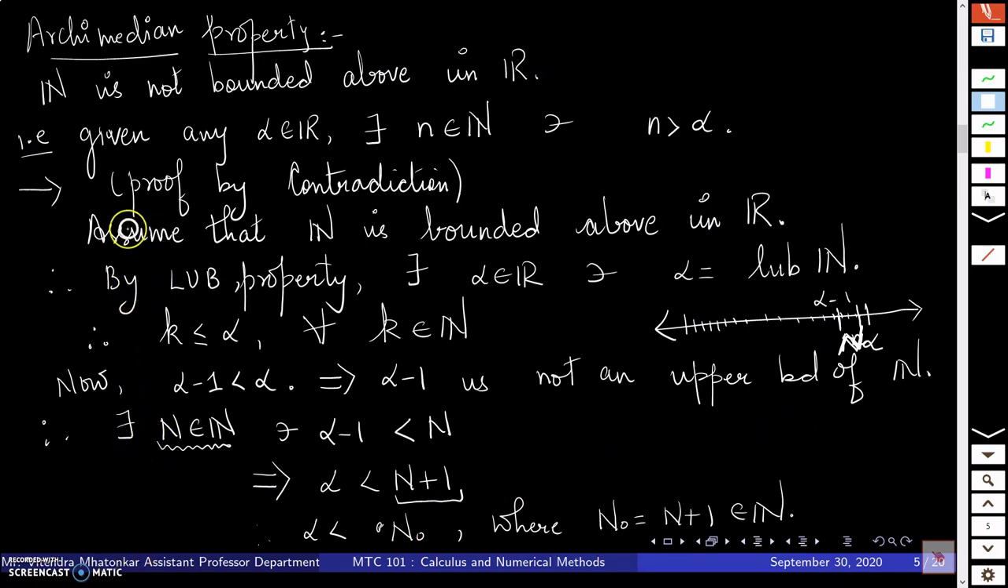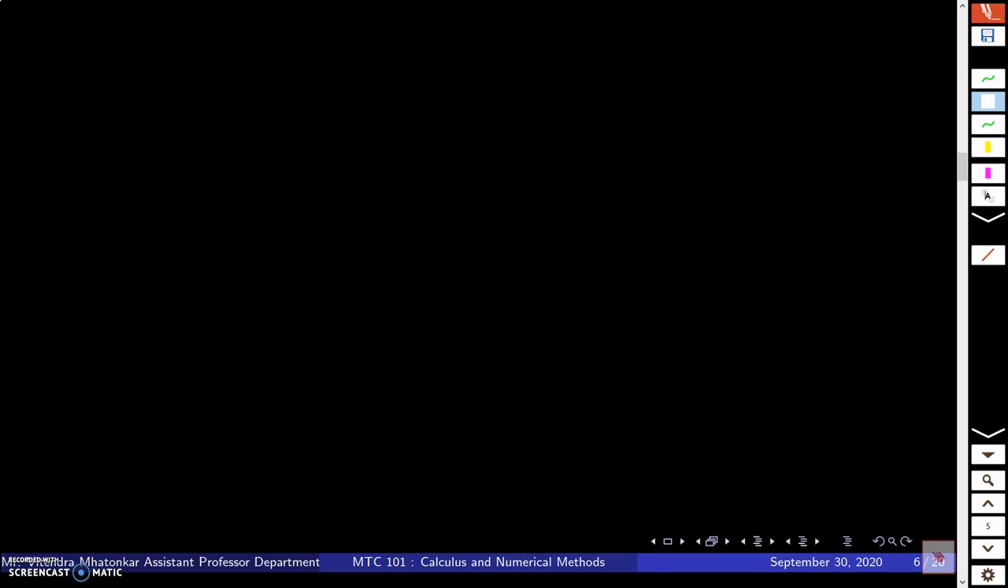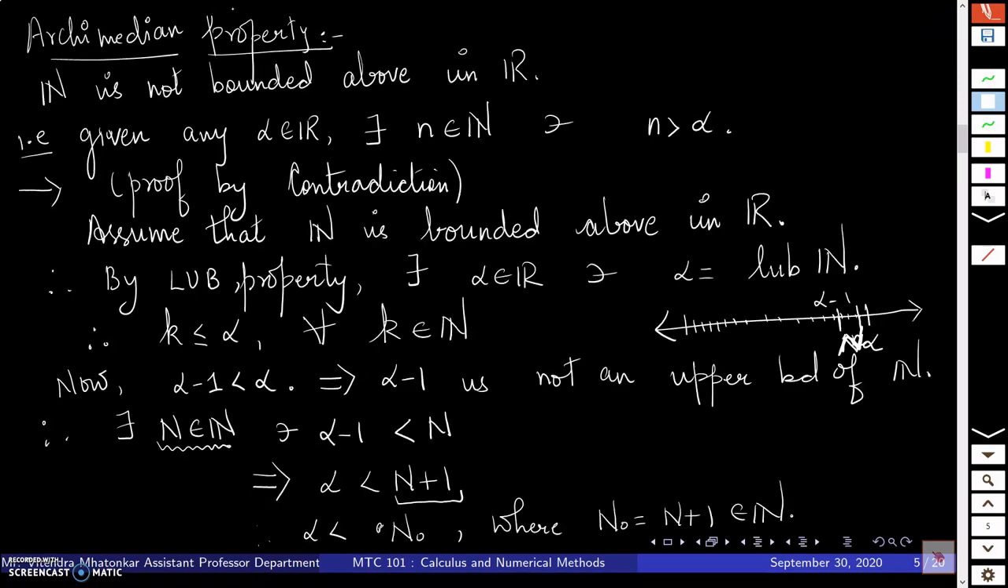And why are we getting the contradiction? Because we assumed that N is bounded above in R. I can give some name to this assumption. Let me put a star here. So this is a contradiction to star.